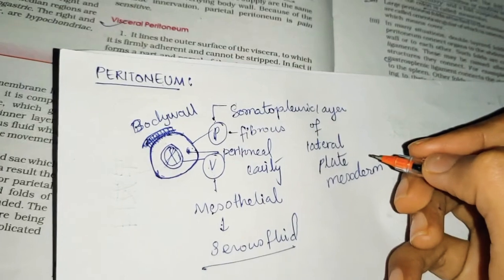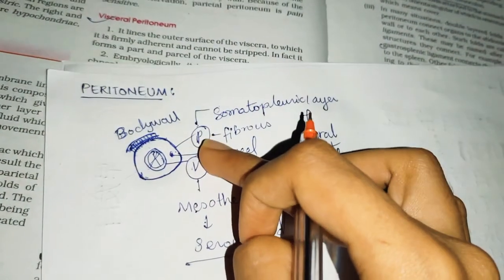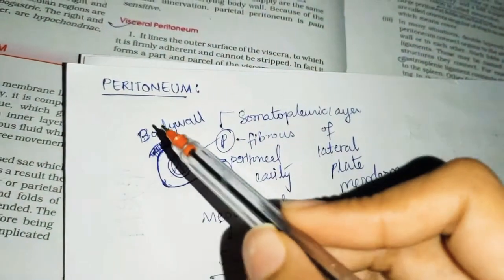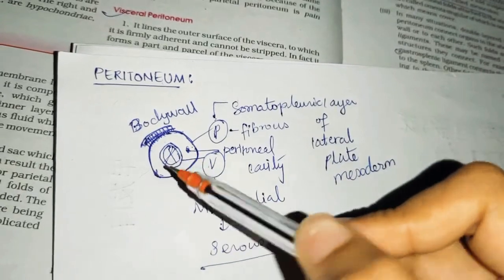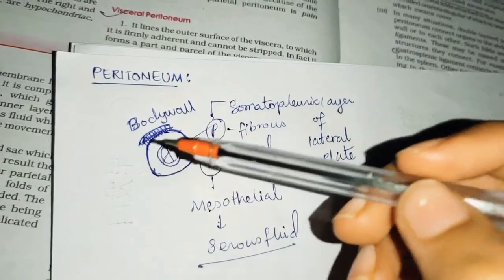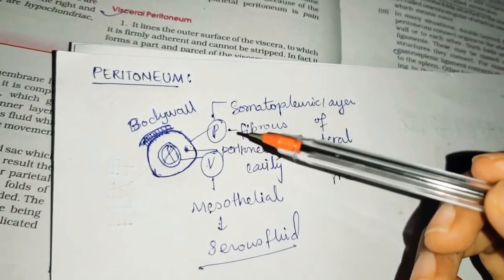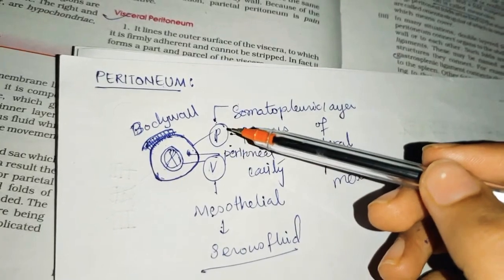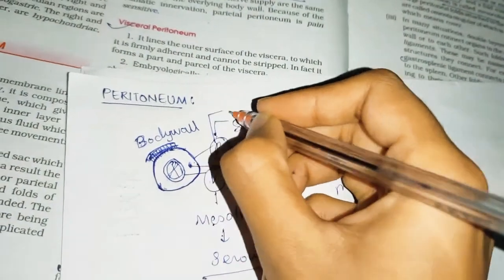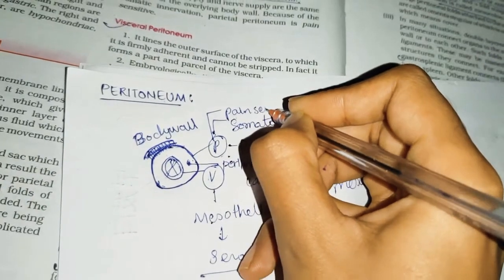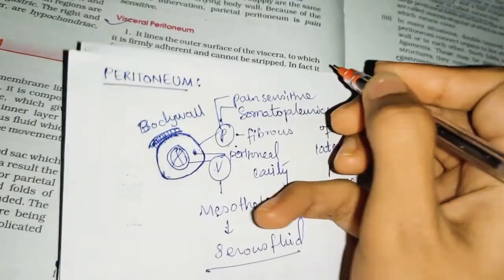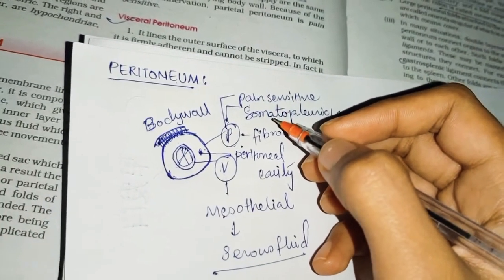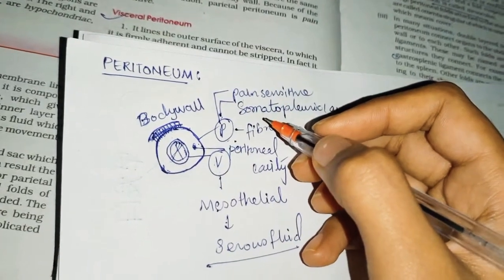Coming to blood supply and nerve supply, the blood supply and nerve supply of the parietal peritoneum is related to that of the overlying body wall. For example, if you take the liver, whatever the blood supply to the liver, the same will be for the parietal peritoneum. One more important point: the parietal peritoneum is mainly pain sensitive. Pain can be felt for the parietal peritoneum because of the somatic innervation.